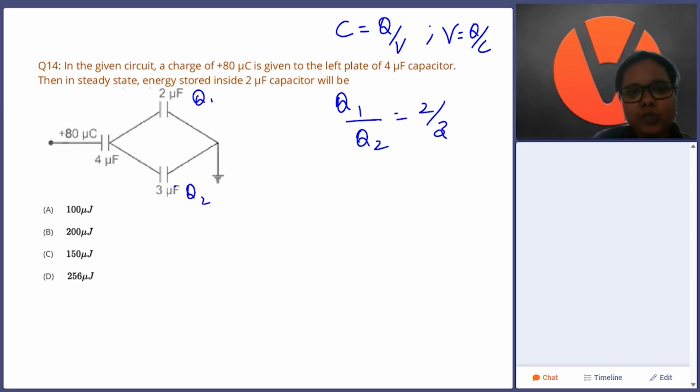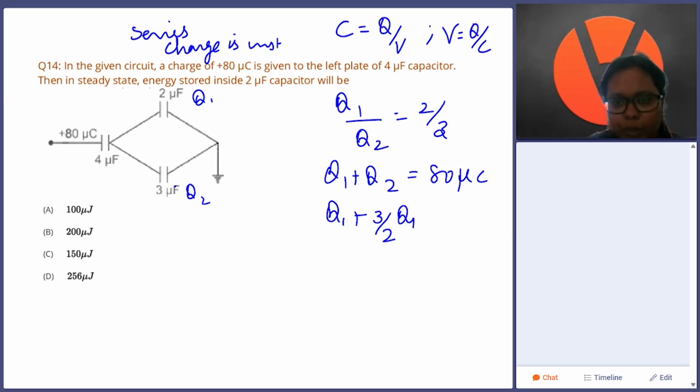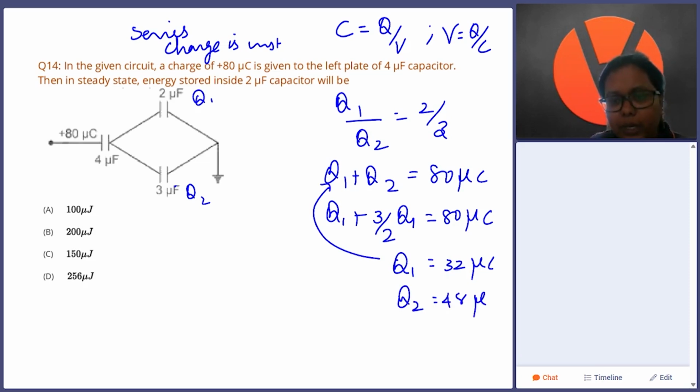Since they are in series combination, the charge is constant. So the charge through the 4 microfarad capacitor should be equal to the charge through the combination of 2 microfarad and 3 microfarad. So the total value Q1 plus Q2 would be equal to 80 microcoulomb. Finding Q2, we have 3 by 2 Q1, so Q1 plus 3 by 2 Q1 equals 80 microcoulomb. By solving this, we get Q1 as 32 microcoulomb, and by substituting this value, Q2 is 48 microcoulomb.